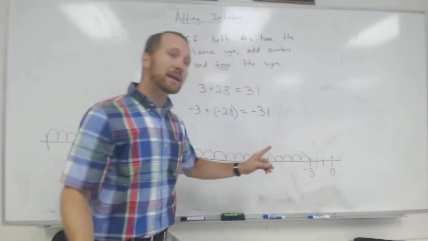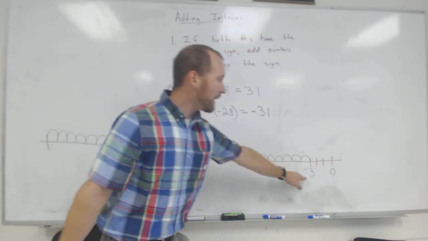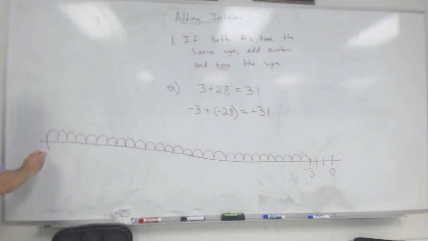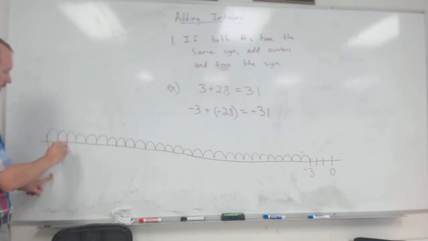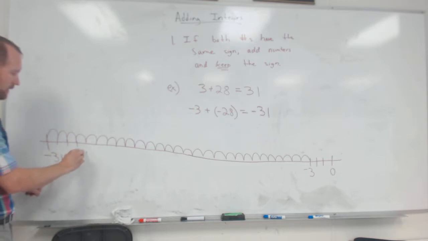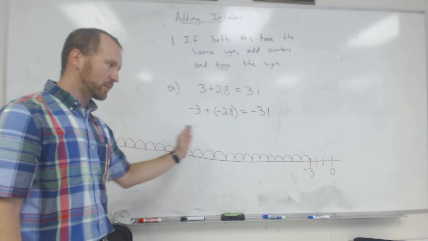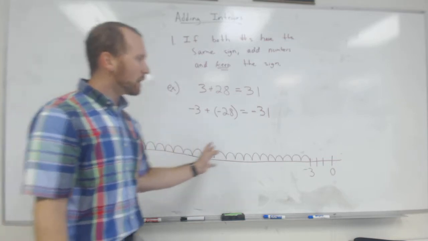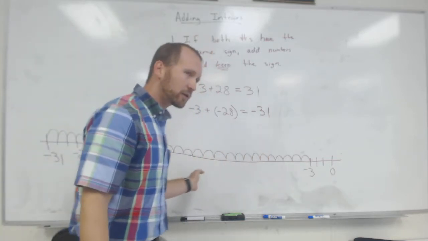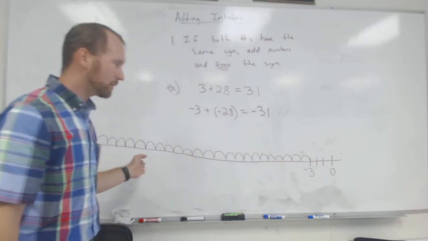But I would be at negative 28 and then 3 further, it would be negative 31. Wait, negative 28 would be right here, because negative numbers work kind of the opposite of positive numbers, right? The smaller numbers are further to the right on the number line.